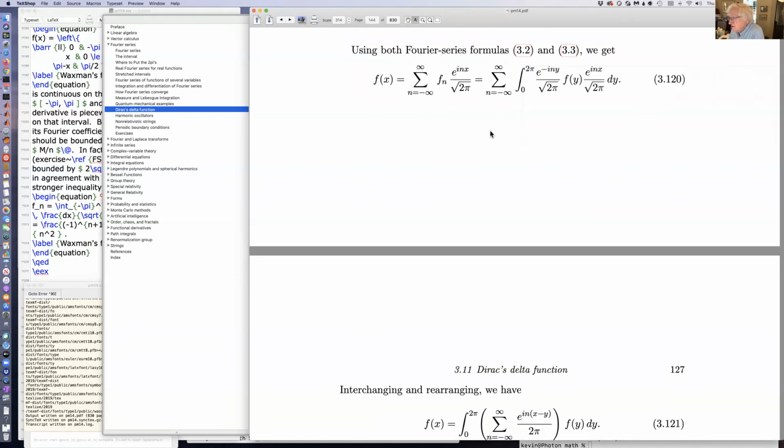Remember, I said equations 3.1, 3.2, and 3.3 are the important equations. They're 90% of what you need to know about Fourier series. The other thing you need to know is something I'll just tell you now and tell you again later, namely that the class of functions for which this works is all functions that are square integrable on the interval. In this case, the interval 0 to 2 pi.